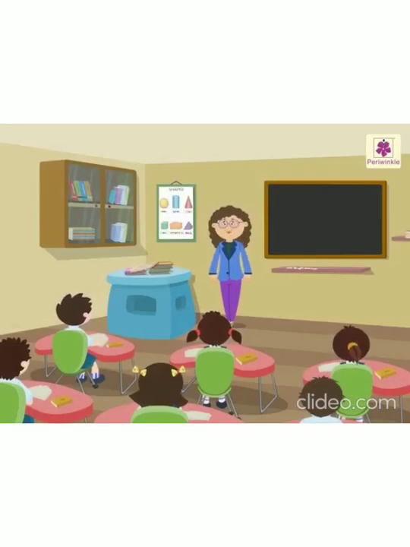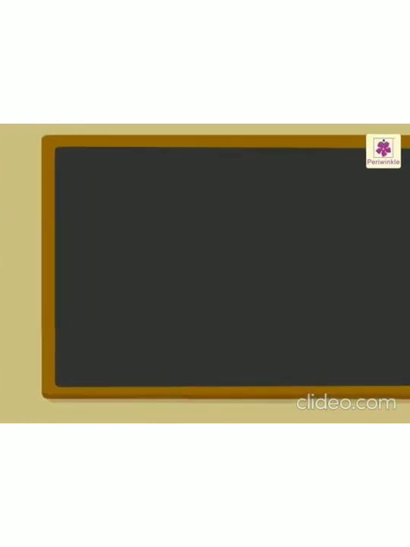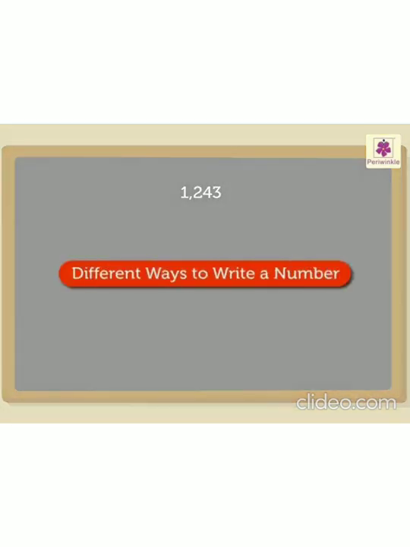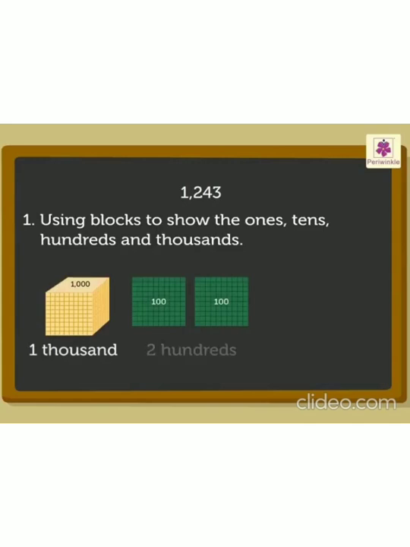We already know the different ways to write a 3-digit number. Today, let us take the 4-digit number 1,243 and show it in different ways. Let us begin. 1. We can use blocks to show the ones, tens, hundreds and thousands in the number as 1 block of 1,000, 2 blocks of 100, 4 blocks of tens and 3 blocks of ones.